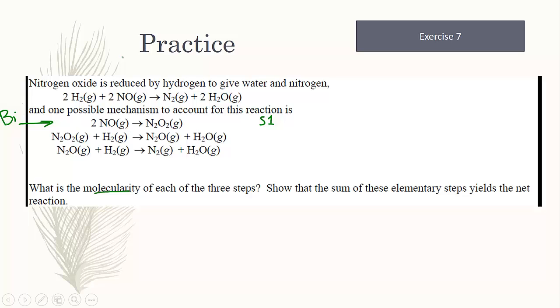Now step 1 leads to step 2. So 2 nitrogen monoxides produce dinitrogen dioxide. That is then immediately consumed. So it's what's known as an intermediary.